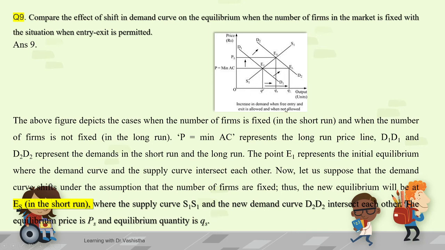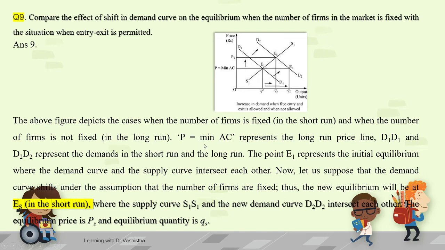It depicts the case when the number of firms is fixed. That is a condition of the short run because the number of firms is fixed. As we know, the short run is the time period when certain factors of production are fixed and certain are variable. That is in terms of factors of production. Here we are talking about the number of firms. So here the number of firms is fixed, and when the number of firms is not fixed, that is another condition, a situation of the long run where entry and exit is completely permitted.